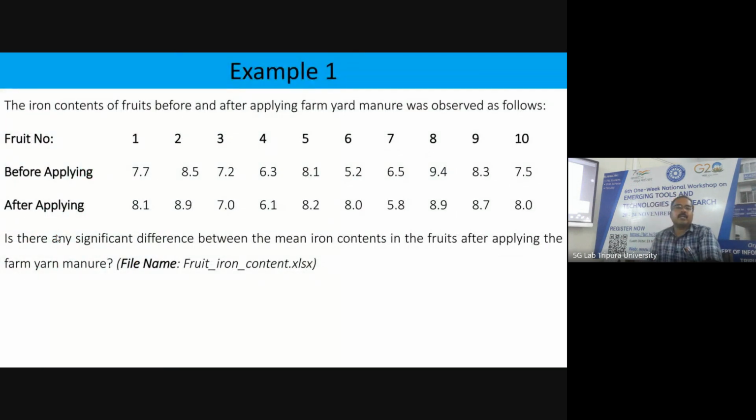In this example, the iron content of fruits before and after applying farmyard manure was observed. There were 10 fruits, numbered 1, 2, 3, 4 and so on. Before applying, the values are 7.7, 8.5 and so on, and after applying, you have a separate value for each. Is there any significant difference between the mean iron content in the fruits after applying the farmyard manure?